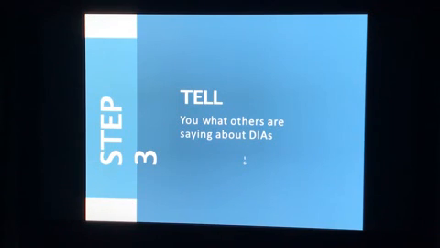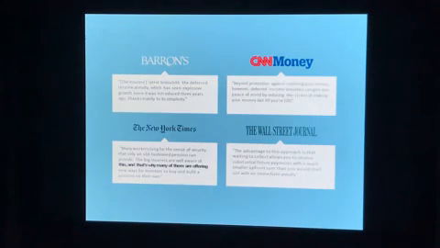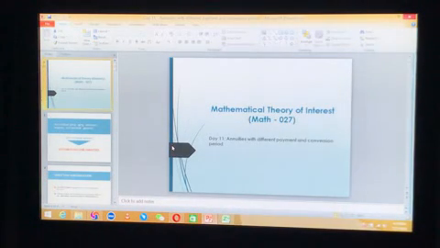Now in the third step, we will discuss what others are saying about DIA. These are different journals and newspapers, and what they are suggesting about the deferred income annuity. These are just examples from Barron's, CNN Money, the New York Times, and the Wall Street Journal. You can have a look at them to get a clearer understanding of this concept.